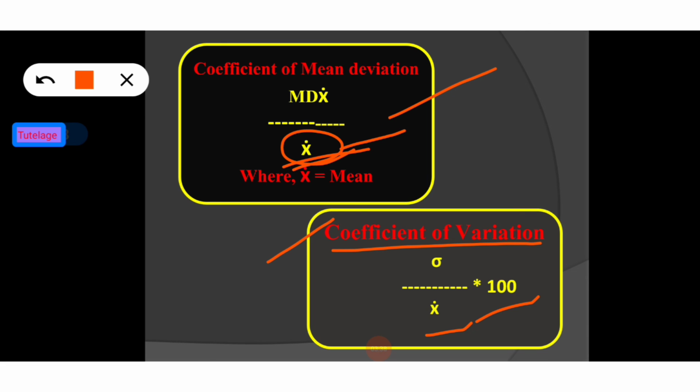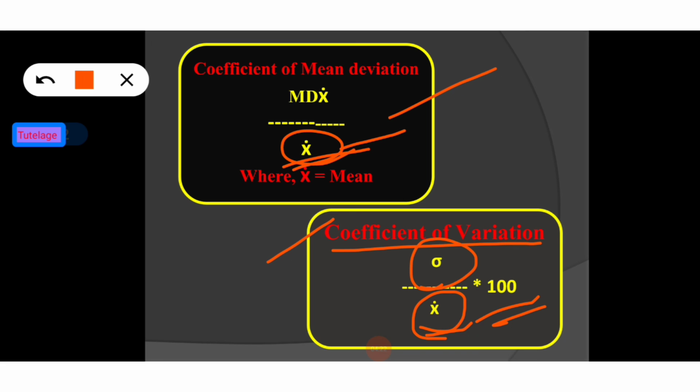The coefficient of variation is calculated by dividing the standard deviation of the series by the mean of the series, because x bar denotes the arithmetic mean and sigma denotes the standard deviation. So standard deviation divided by arithmetic mean, and the ratio is multiplied by 100. So the formula for estimating the coefficient of variation is sigma divided by x bar into 100, and that's why it is expressed as a percentage value. I think this is clear.